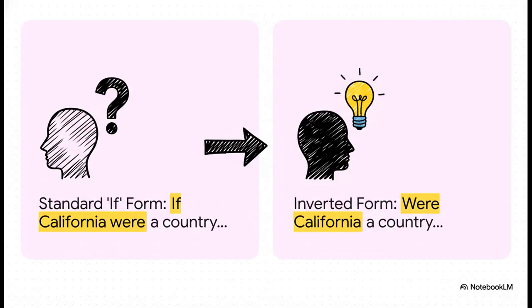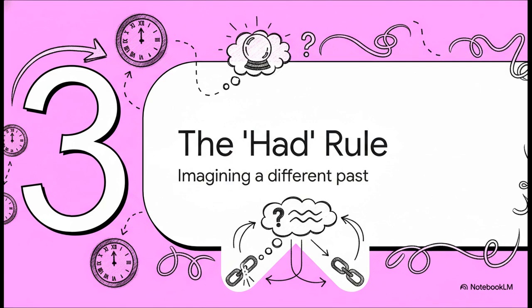Oh, and here's a handy little shortcut for you. If your main verb in the if part of the sentence is already were, then the whole thing gets even easier. You just drop if and flip the subject and the verb. So if California were becomes simply were California. Super clean, super efficient. All right, on to our third and final type, the third conditional.